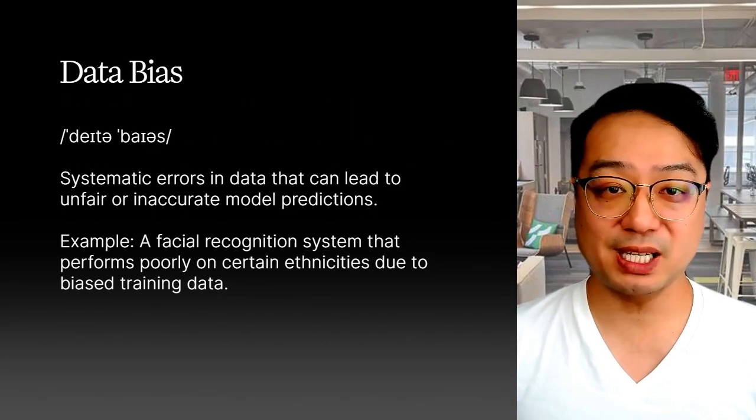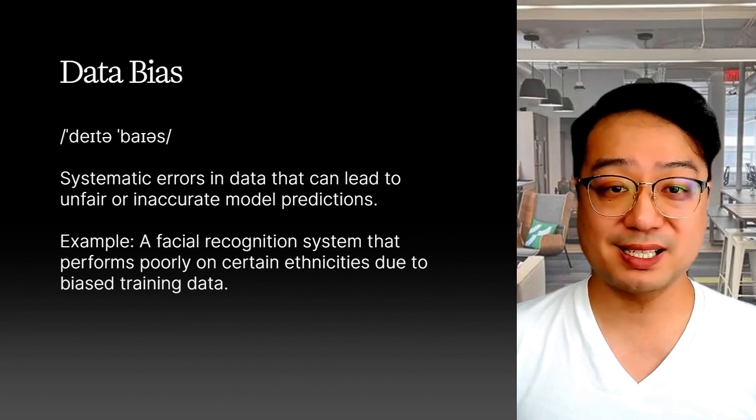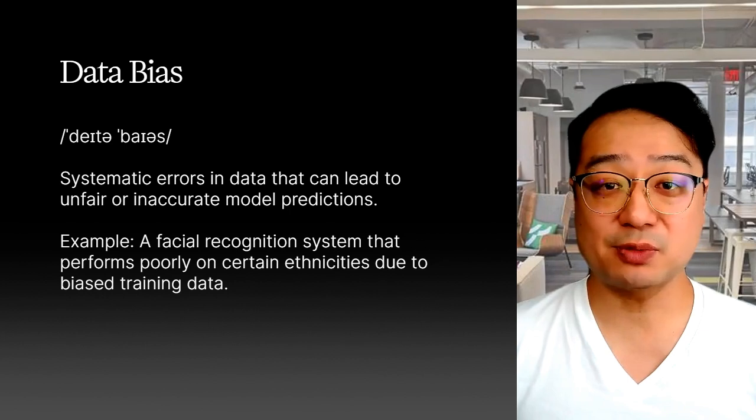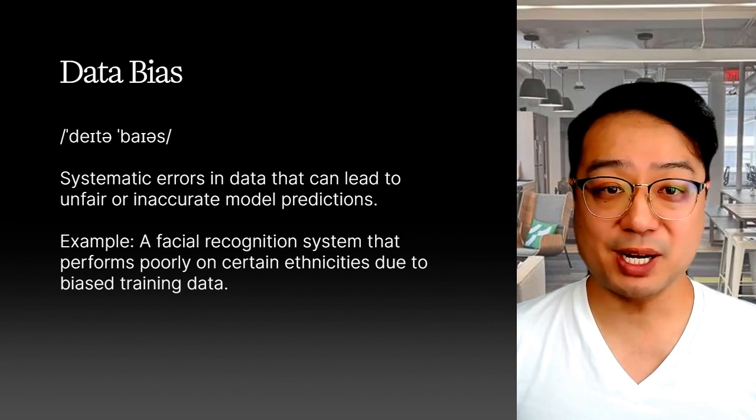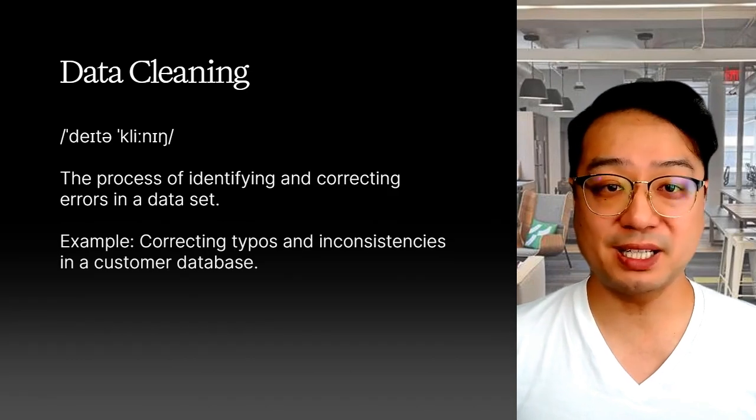Now, let's talk about data bias. This happens when the data we use to train our AI model doesn't actually represent the real world. Imagine training an AI to recognize faces, but only using pictures of people from one ethnic group. The AI might not be able to accurately recognize faces from other ethnic groups. That's data bias.